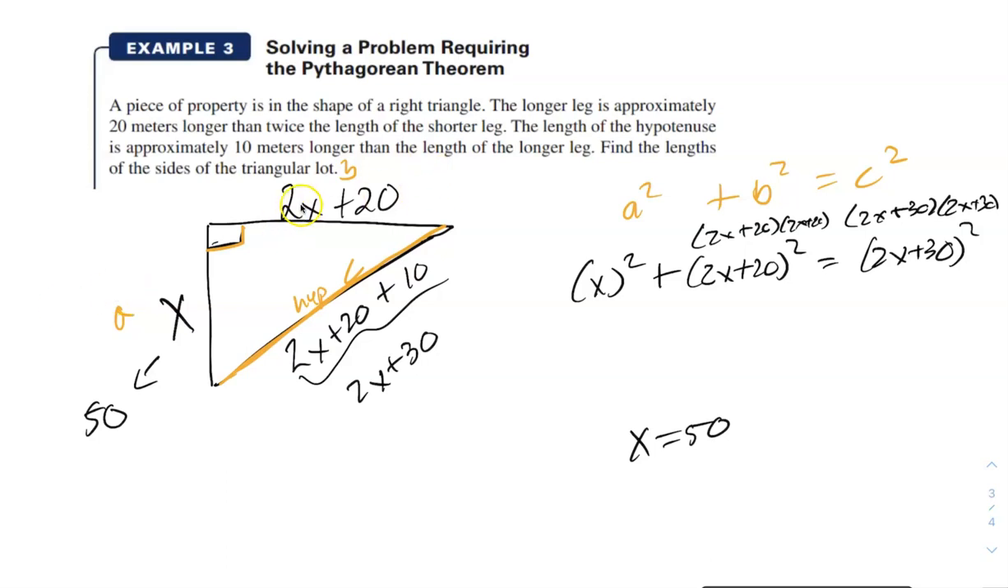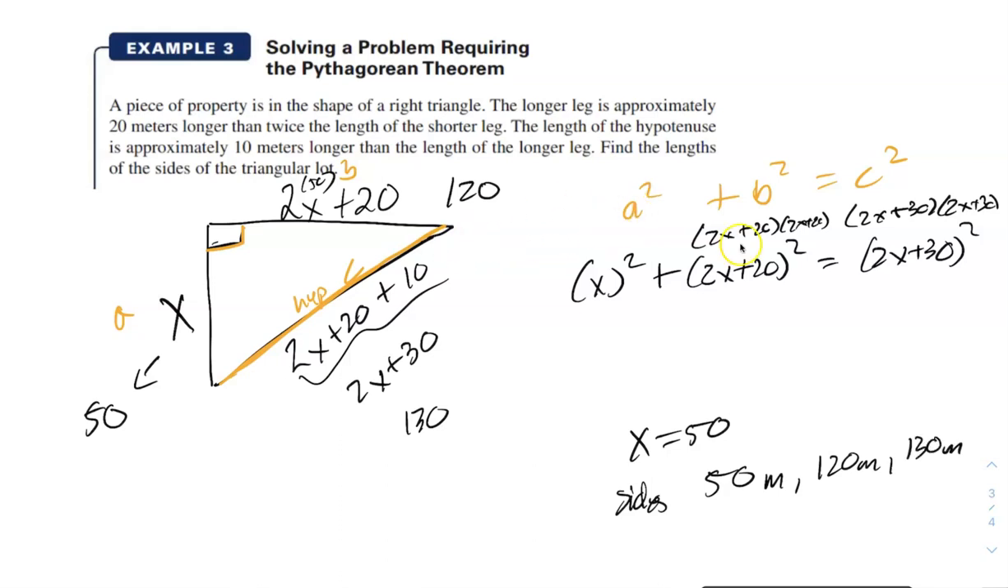So this would be 2 times 50 plus 20. So 2 times 50 is 100. So 120. And then this one's the same thing, but plus another 10. So this would be 130. So my sides are 50 meters, 120 meters, and 130 meters. So those are my answers.